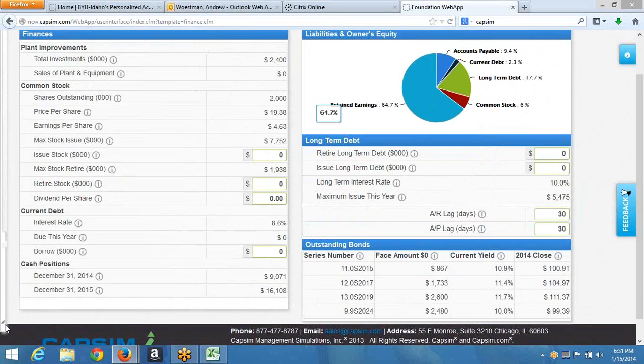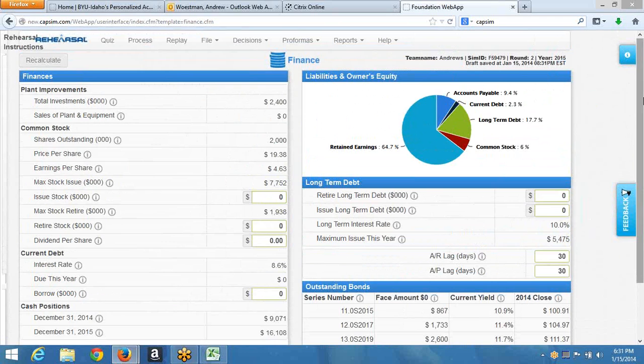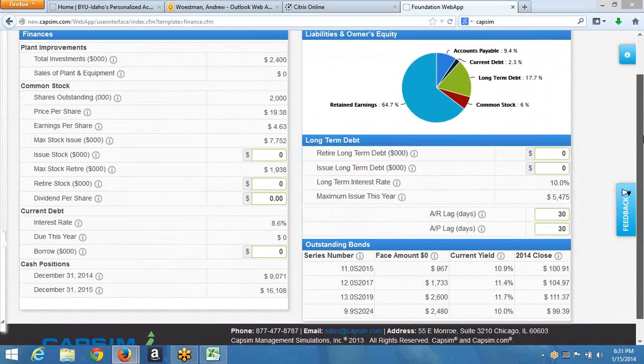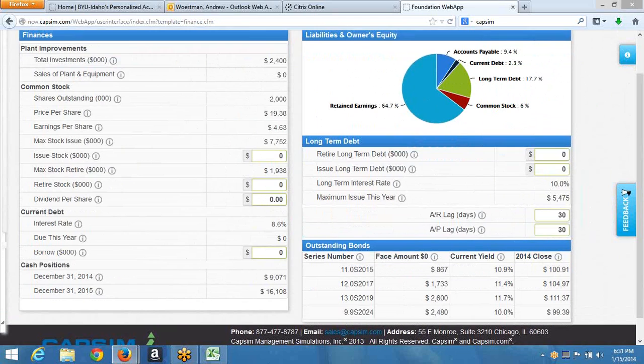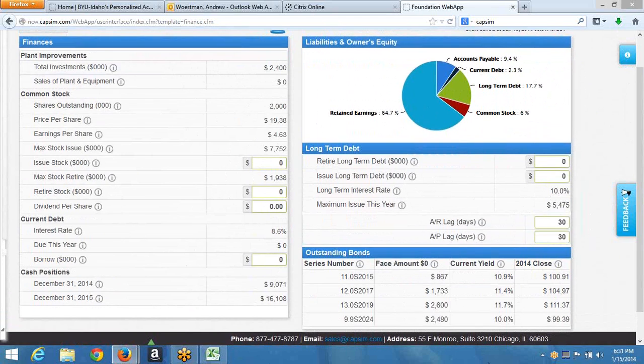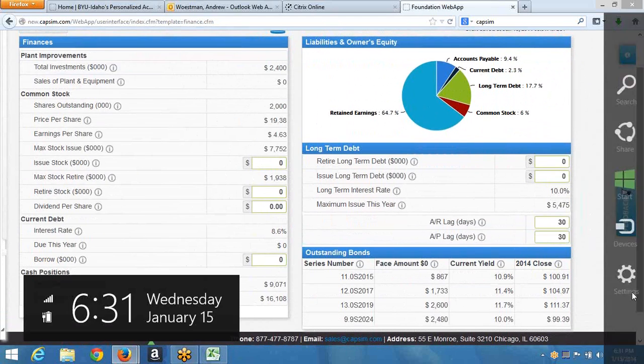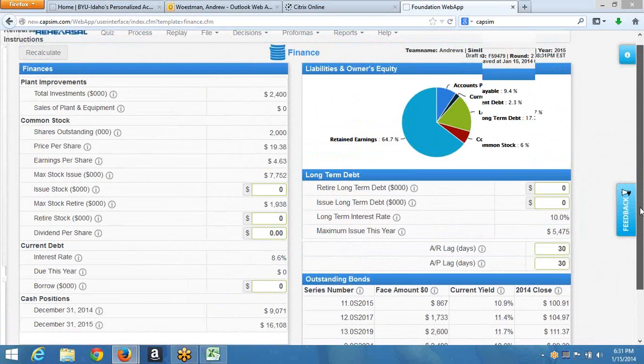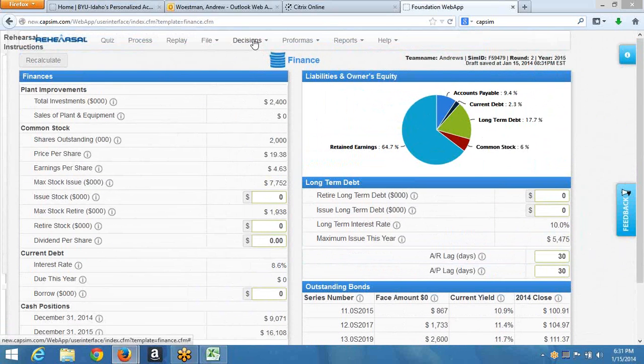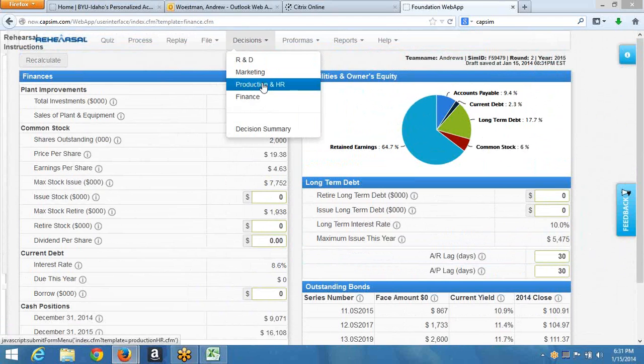So I look at this, and it says that at the end of this round, once I run it, in 2015, on December 31st of 2015, which is the year I am in, I should have $16,108,000. So I don't want to have all that money laying around. I want to invest as much money as I can into my business so that I can produce more products and then I can do more things. So I'm going to go back to my production.